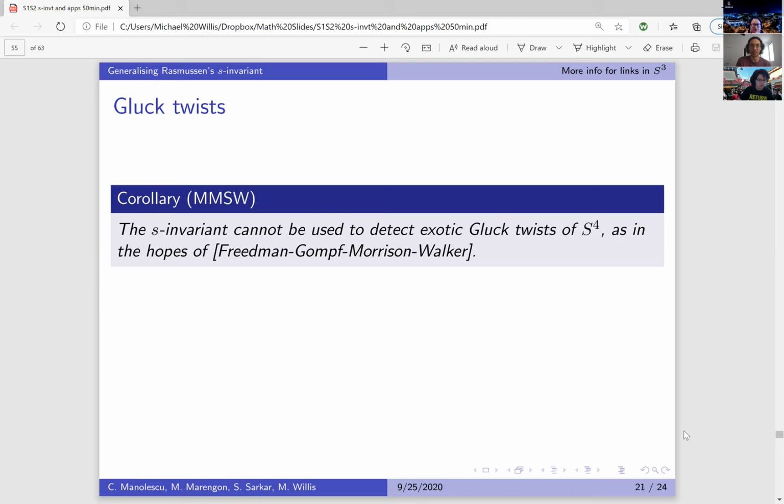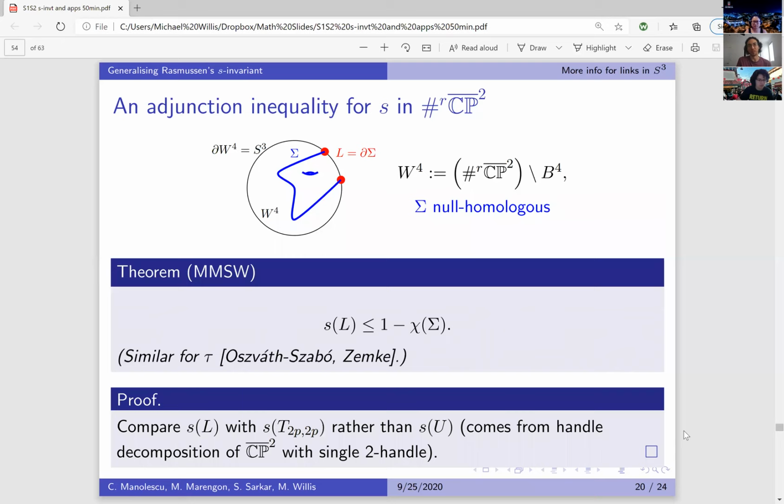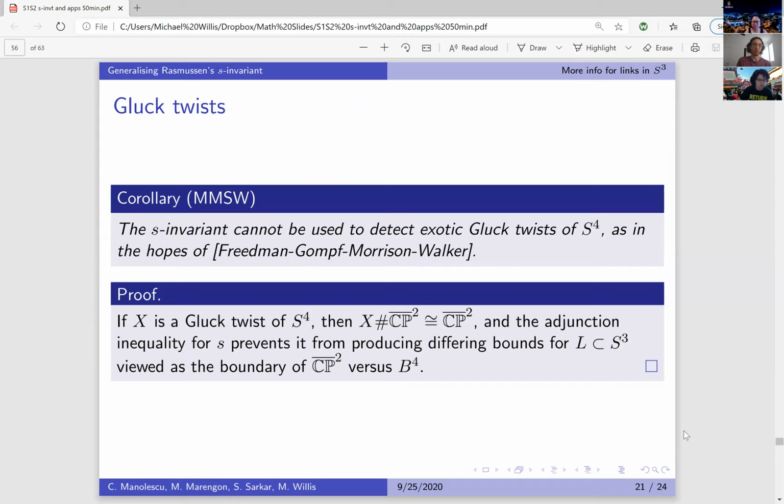And the essential idea is that if your manifold is a Gluck twist of the four sphere, then after connect summing with CP2 bar, you're basically CP2 bar. At that stage, this adjunction inequality for S, similar to what happened with tau, prevents you from having different bounds for links viewed in the boundary of CP2 bar versus the four ball. So whatever bounds you would get in one will be equivalent to the bounds you would get for the other. So yes, the S invariant cannot tell these things apart.